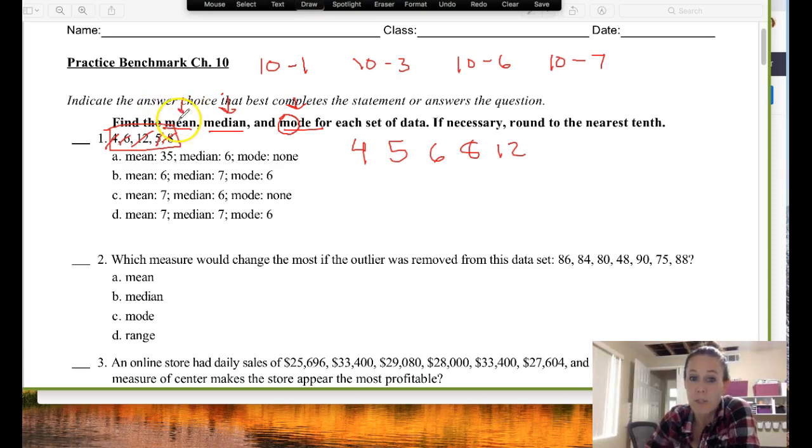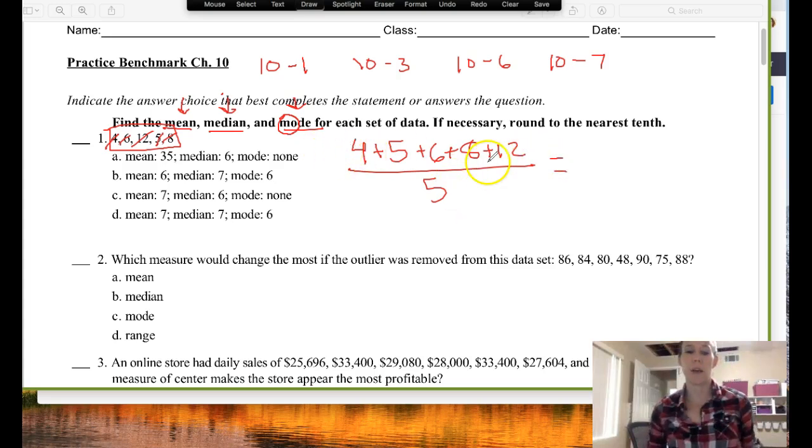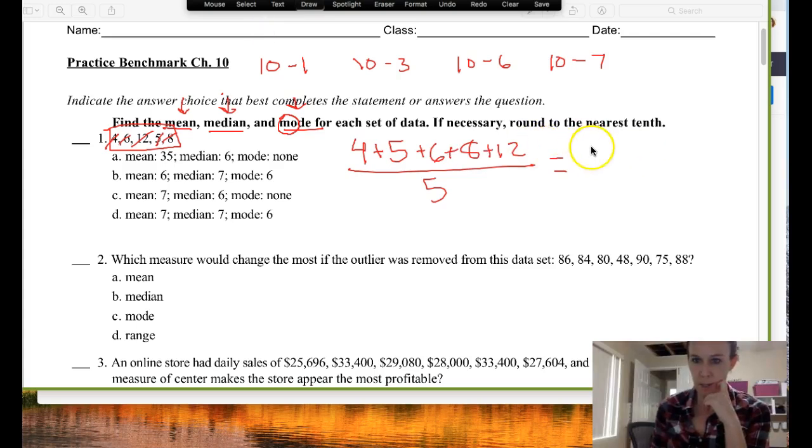Let's go mean first. Mean is the average. So to find the average, I add up all the numbers, and I divide by the number of numbers I have. I have 5 numbers, 1, 2, 3, 4, 5. I'm going to add them up and divide by 5. And you can use a calculator for this. Go ahead and add these up and divide by 5 and find your average. All right, when I do that on a calculator, I get 35. When I add those up, divide by 5, I'm going to get 7. So my mean is 7.